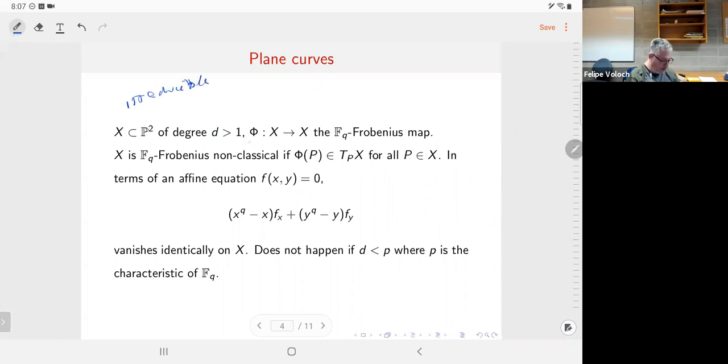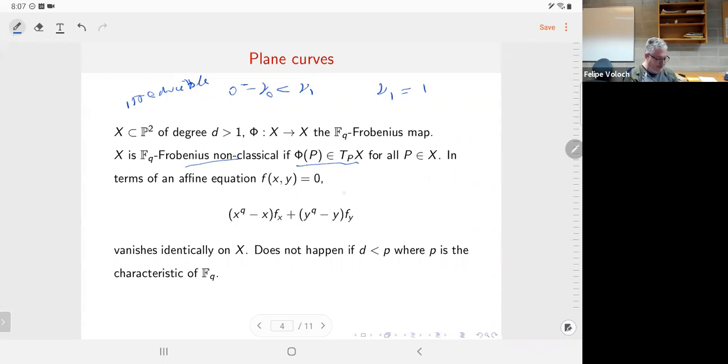I'm going to denote by capital Phi the F_q Frobenius map. And so the curve has Frobenius orders u0 and u1 because n is 2. We say that the curve is Frobenius classical when u1 is equal to 1, and Frobenius non-classical if u1 is bigger than 1. When it's Frobenius non-classical, it follows from the general definition, but you can take that as a definition if you like.